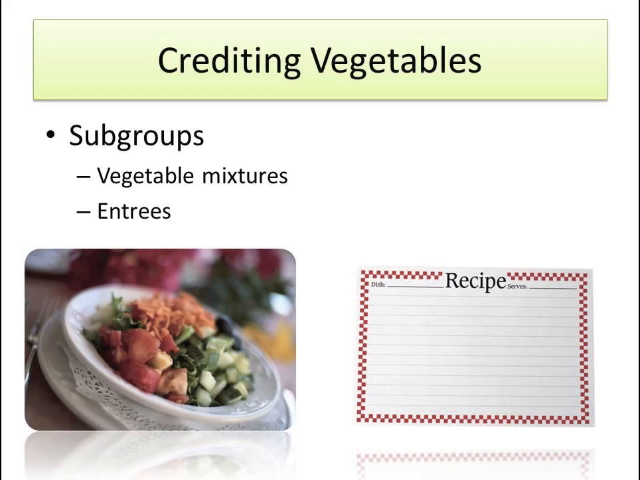When crediting vegetable subgroups in vegetable mixtures, such as peas and carrots, you must know the amounts that each subgroup contributes per serving, and the same goes with entrees that contain vegetable mixtures. If you cannot determine the amounts of each subgroup per serving, you must credit the total vegetable amount as additional vegetables.